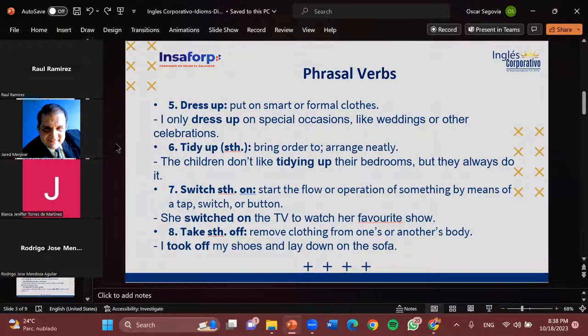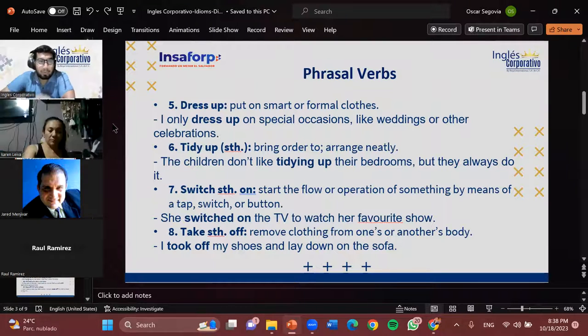You can also say that when someone is wearing a tie and the tie might be slightly to one of the sides. So you can tell them, hey, tidy up your tie. And that will mean to bring it to the middle, bring it to where it's supposed to be. So that's tidy up. And yeah, the example: the children don't like tidying up their bedrooms, but they always do it.